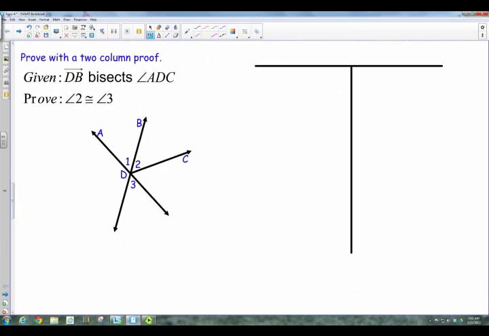Alright, let's try a couple of these proofs and see what you end up with. So here we go. We've got DB bisecting angle ADC. Now, bisect means it cuts it directly in half. So if you look at your picture now, I've got my DB, which is this line here, that I'm going to draw in green. It bisects ADC. So what that means is that this angle and this angle are now congruent. So that's our given. We want to prove that angle 2 is congruent to angle 3.